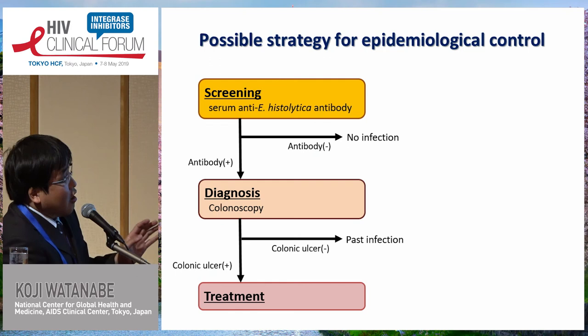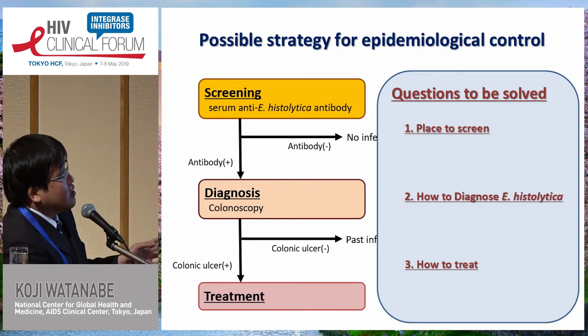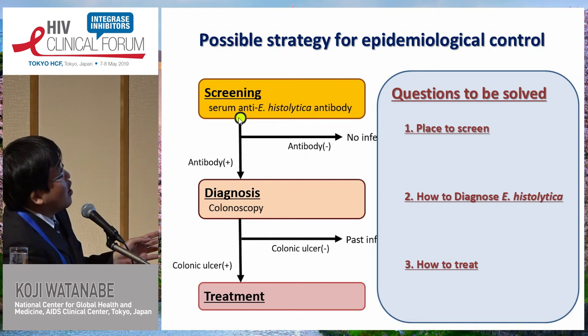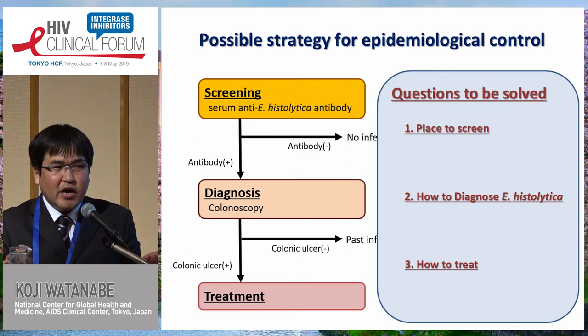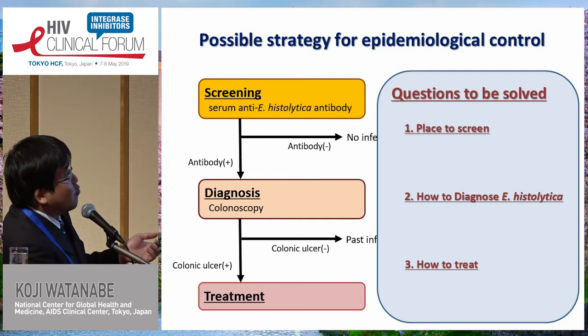And we want to do it, but we have some difficulties to do that. So first, one question is, who is the target for the screening? In the general population, seroprevalence of E. histolytica is not so high, since this is a sexually transmitted infection. So it is a very important thing. And the second is how to diagnose Entamoeba histolytica.